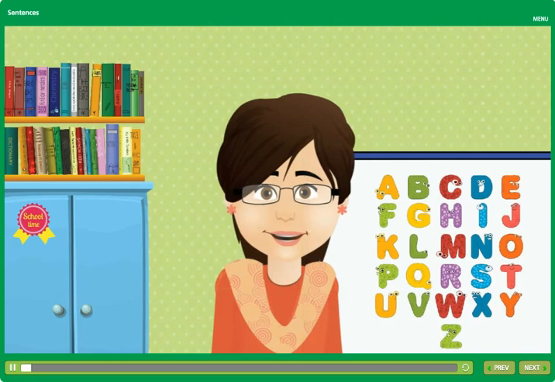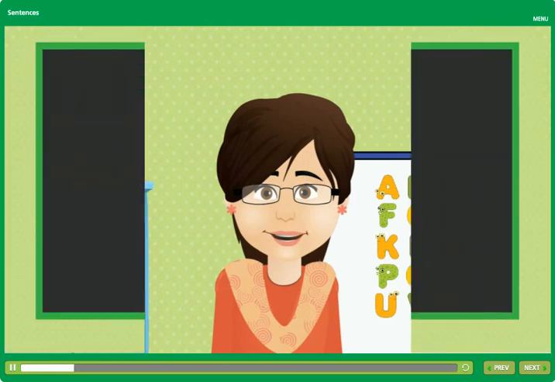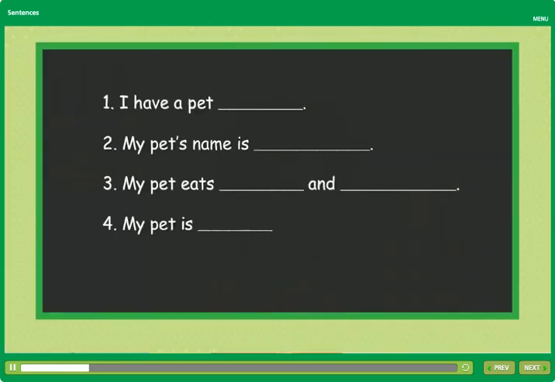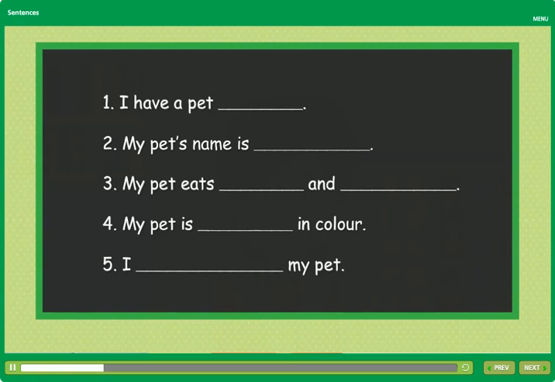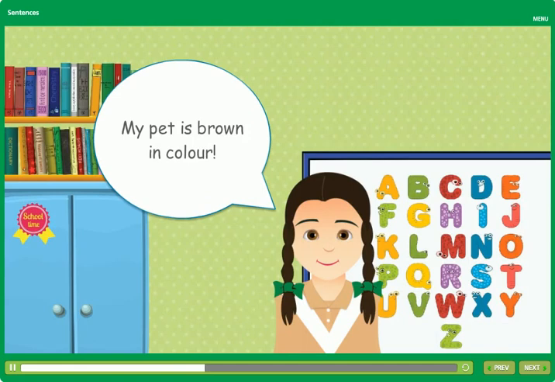In the beginning, provide a more structured approach to making sentences. You can start with fill in the blanks. Encourage students to write different answers. Clap for students who are creative and write their own answers. Ask students to come in front of the class and read out their sentences.